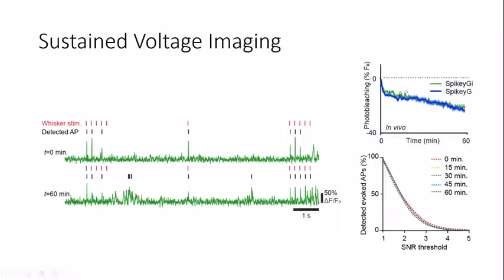And you can see in the upper right corner there is photobleaching on those voltage indicators, like 20% of it. But if you look at the traces on the left, even after 60 minutes of imaging, we are still able to see the event-evoked action potentials as well. So that proves the sustainability of our system and the voltage indicators that we're using.